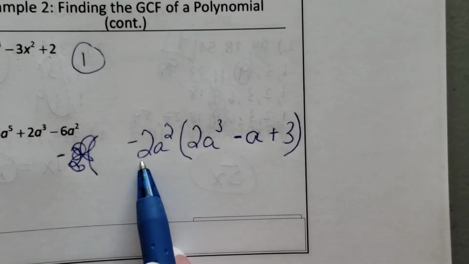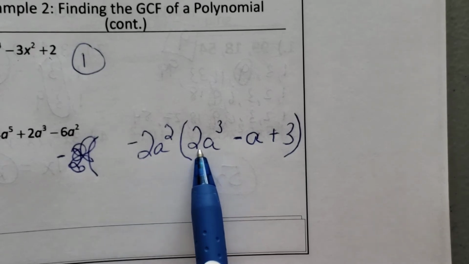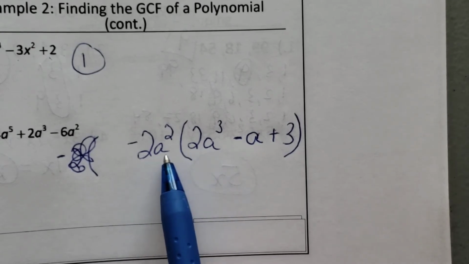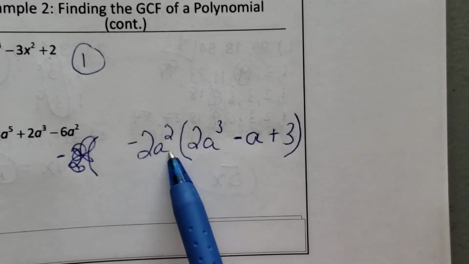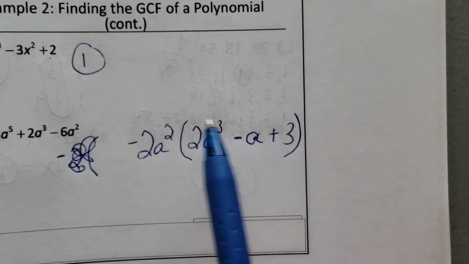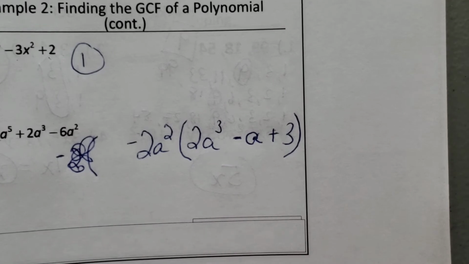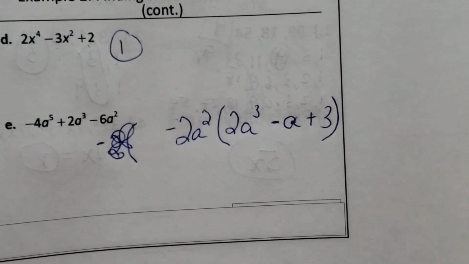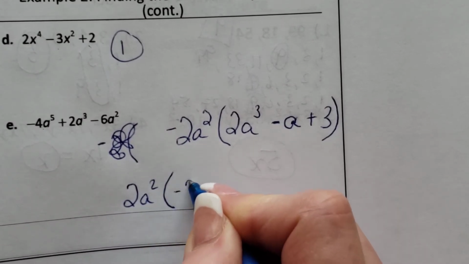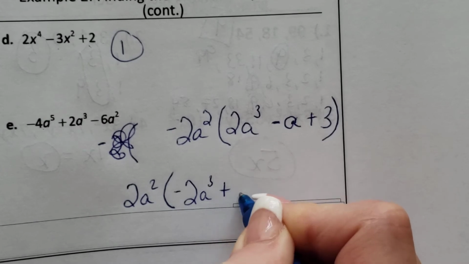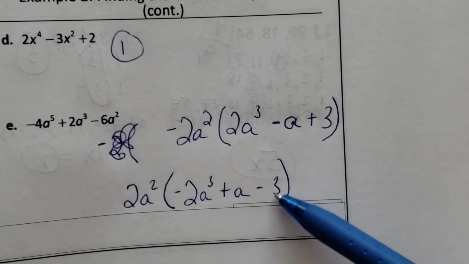So I could get -2A squared times, well, if I use the distributive property, this would be -4A to the 5th, which is what I started with. This would be +2A cubed, which is what I have here, and this would be -6A squared. Now, if I pulled out a +2, that would still work. All my signs would be the opposite, and that's fine. These are both equivalent.